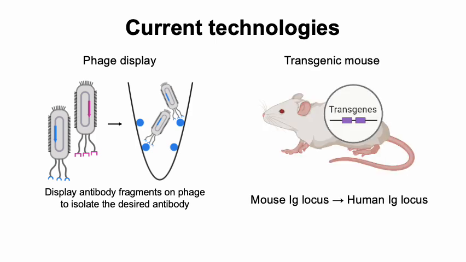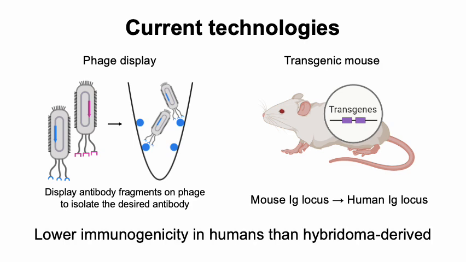Another major advance is the use of transgenic mice whose immunoglobulin genes are replaced with human ones. These mice produce antibodies that are much more human-like, reducing immunogenicity in patients.